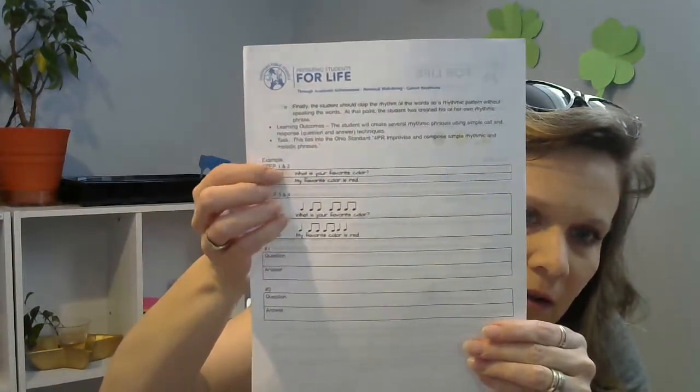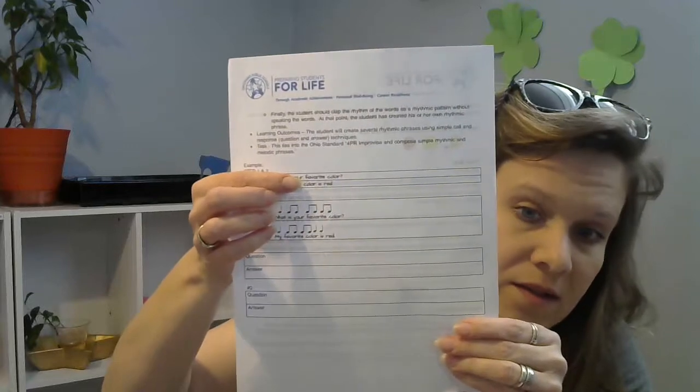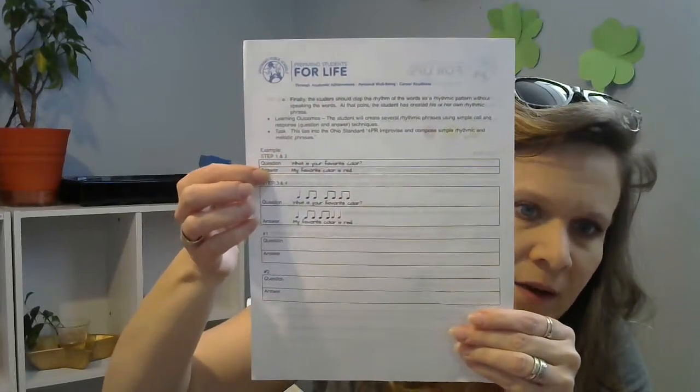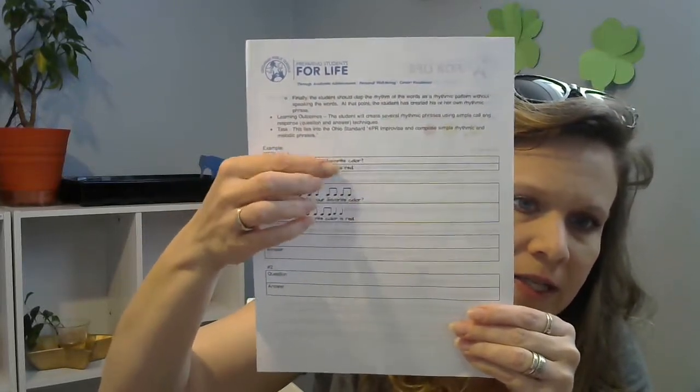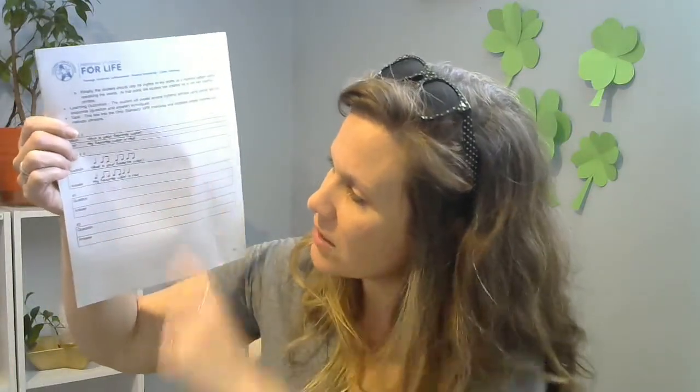So if you look here, the question was, what is your favorite color? Whole sentence. Answer, my favorite color is red. Now make sure, again, you need a whole sentence or this doesn't really work. They can't just say red. I mean, I guess they could, but then your whole rhythm would be like this. Red, right? So what they're looking for is a longer sentence.